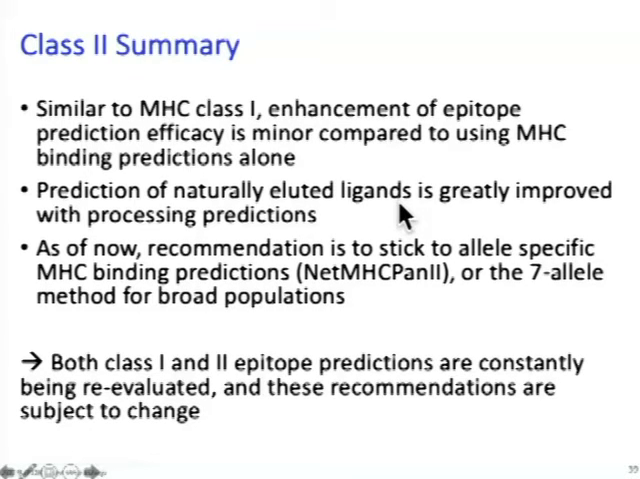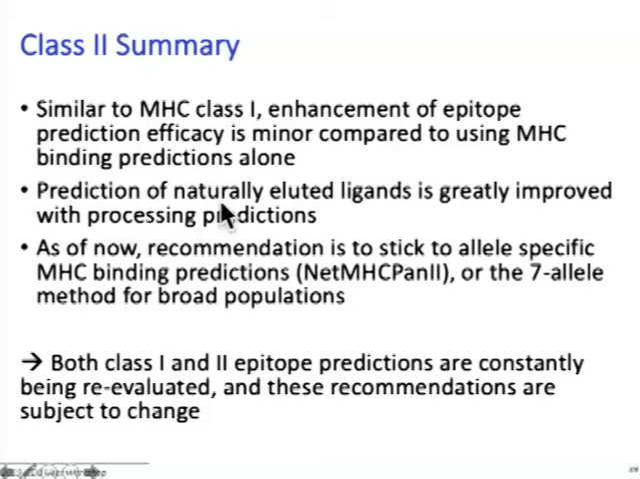I'm hoping I'm not too confusing here. The epitope predictions themselves, which is typically what we really care about, are not greatly improved with these methods. The prediction of the ligands that are naturally presented on a cell tends to be massively improved, specifically by the processing prediction. The other thing we need to point out here is that this is very much still a work in progress.